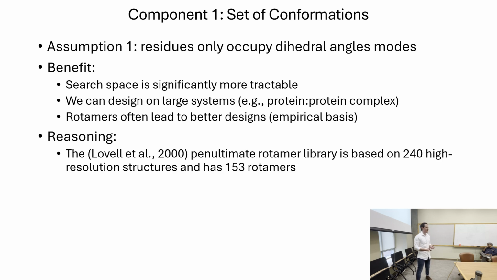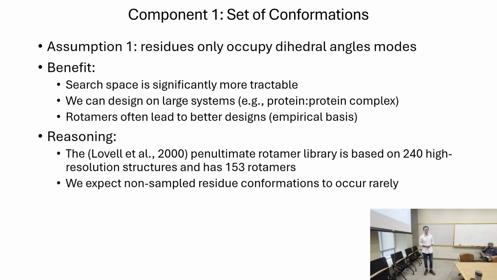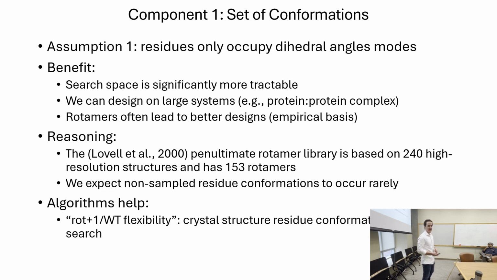Some of the reasoning why I think this is a pretty reasonable approximation: the specific rotamer library that we use is based on 240 high-resolution crystal structures. It does have 153 rotamers in it, so it's not like we're using one rotamer for each amino acid. We're still sampling quite a large conformation space. Also, based on the statistical distribution we see when building these rotamer libraries, we expect some of those non-sampled residues to occur more rarely. And as usual, algorithms can help with this.